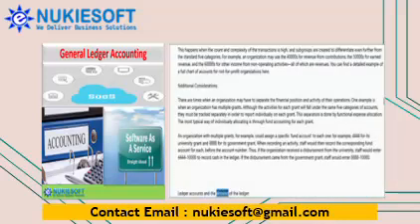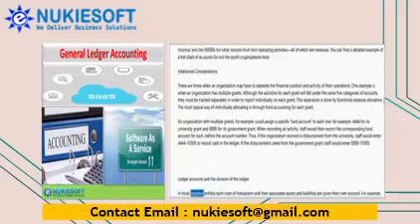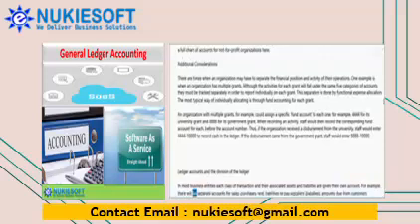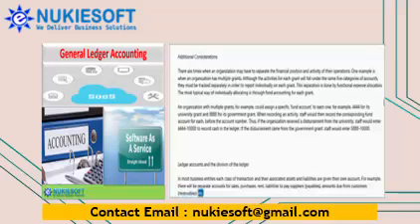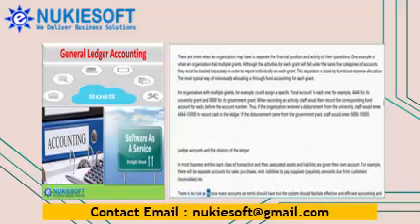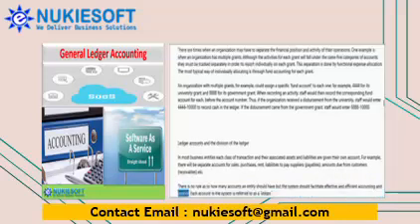Ledger accounts and the division of the ledger. In most business entities, each class of transaction and their associated assets and liabilities are given their own account. For example, there will be separate accounts for sales, purchases, rent, liabilities to pay suppliers (payables), amounts due from customers (receivables), etc. There is no rule as to how many accounts an entity should have, but the system should facilitate effective and efficient accounting and control.